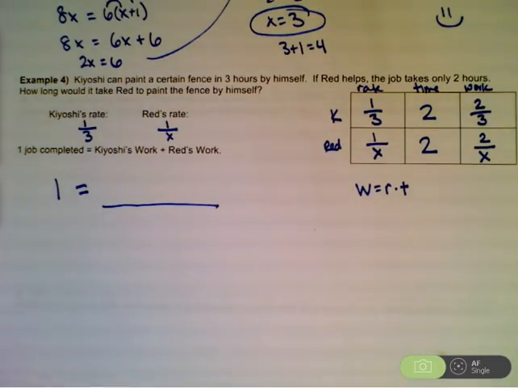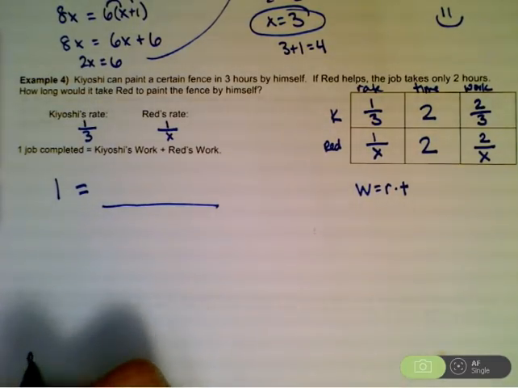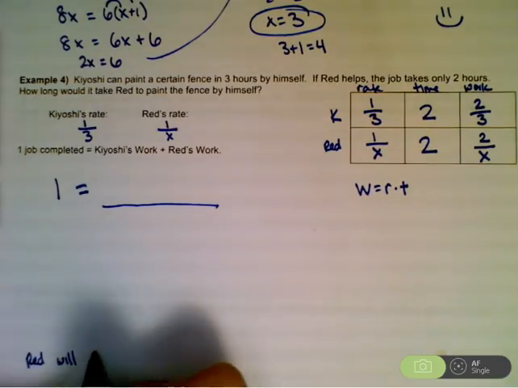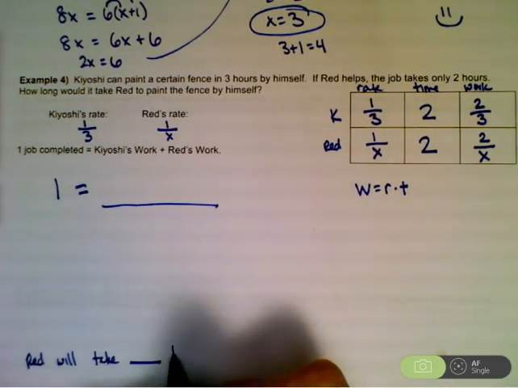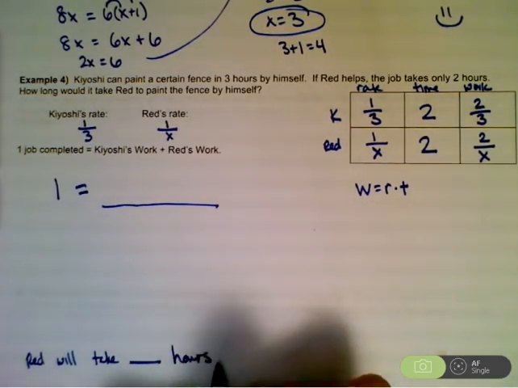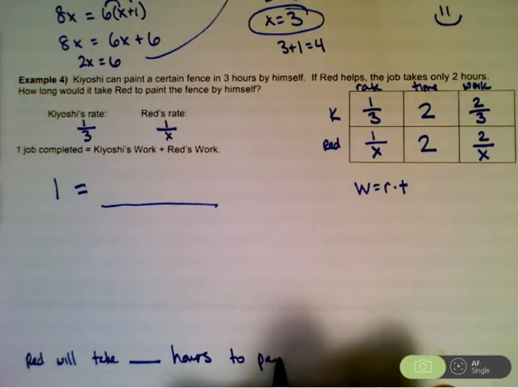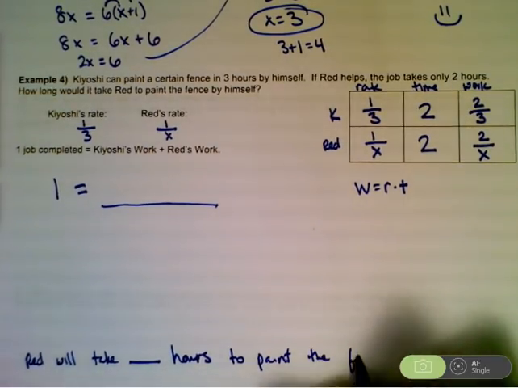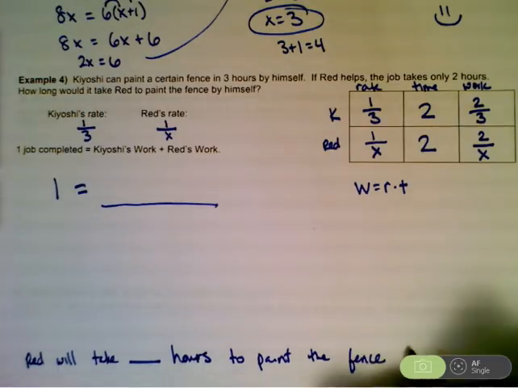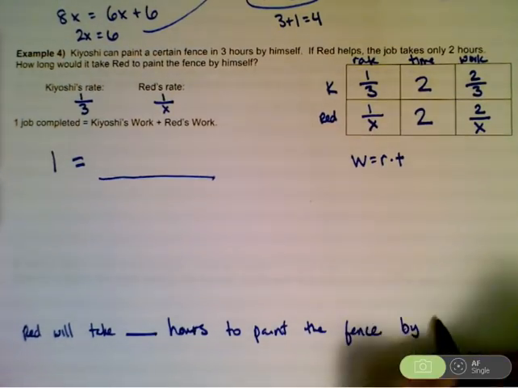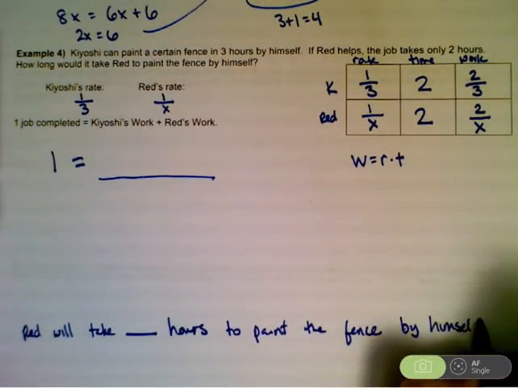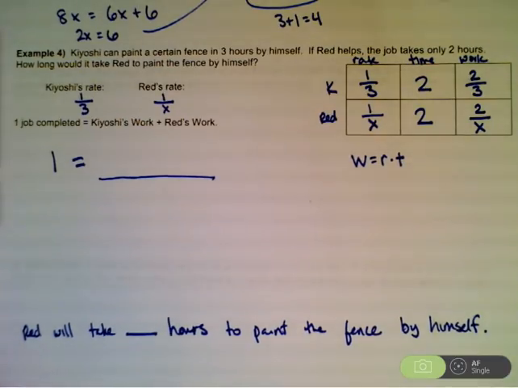When you're done, you'll want to write: Red will take blank hours to paint the fence by himself. So look back at the last example, follow it through, and see if you can figure out how many hours it would take him by himself. We'll talk about that next time in class.